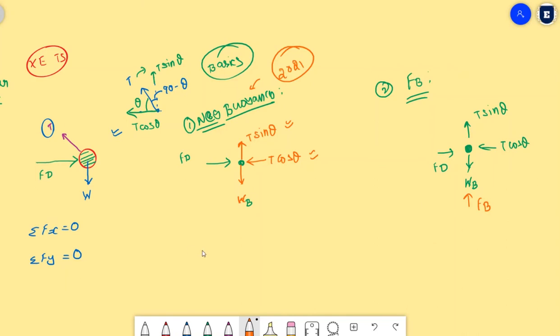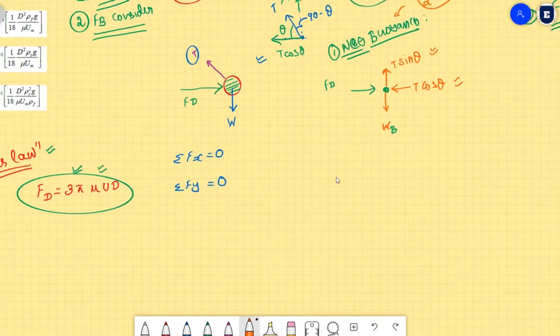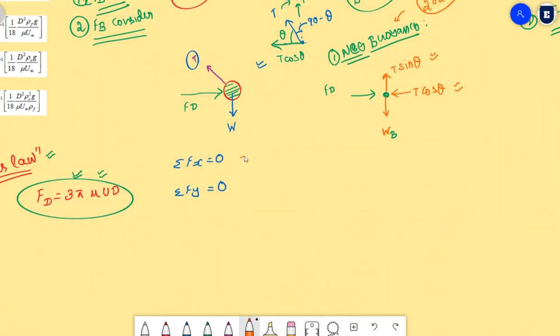Now coming to this GATE 2021 question, summation of Fx equal to 0 clearly states that FD will be equal to T cos theta. Am I right? Simply FD minus T cos theta will be 0. So the force acting on the right side will be equal to the force acting on the left side. Simple. And what about summation of Fy equal to 0? Wb will be equal to T sin theta. Now this is 1, this is 2. Now divide 2 by 1.